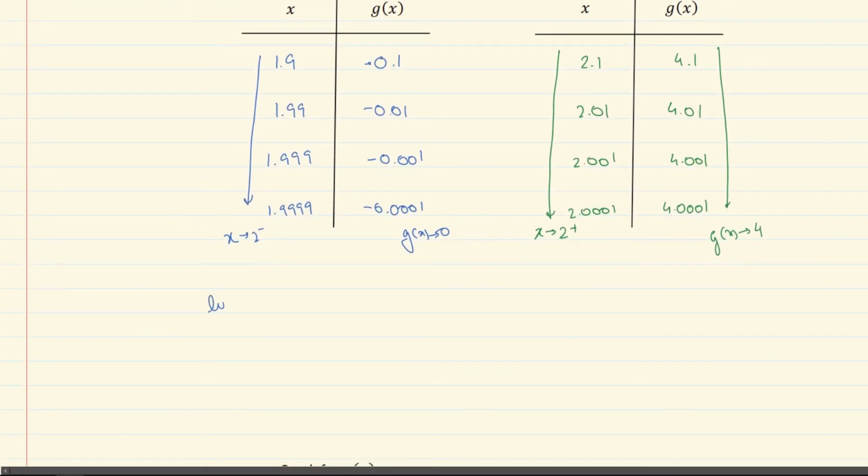So the limit from the left-hand side of g of x, which is the limit as x approaches 2 from the left of g of x, is equal to 0. And the limit as x approaches 2 from the right of g of x, which is L sub r, is equal to 4. And we can see that these two are not equal. So we can conclude that the limit as x approaches 2 of g of x does not exist. And this DNE just means does not exist.